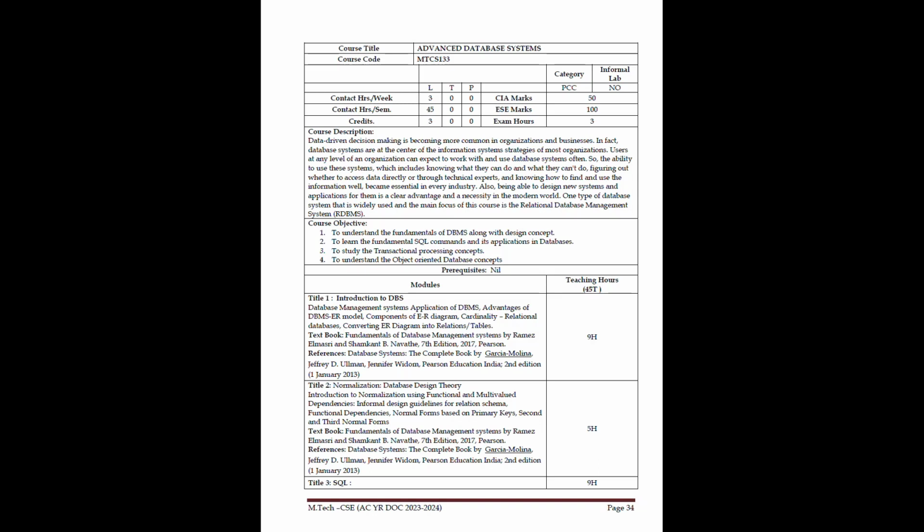Now, when it comes to the second title, which is Normalization Database Design Theory, you'll be learning about Introduction to Normalization using functional and multi-value dependencies, informal design guidelines for relational schema, functional dependencies, normal forms based on primary keys, second and third normal forms. And the textbook is the same textbook which is referred in Title 1.